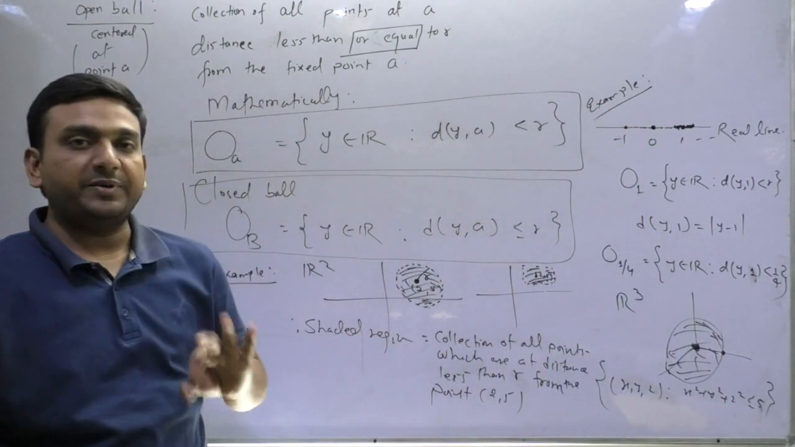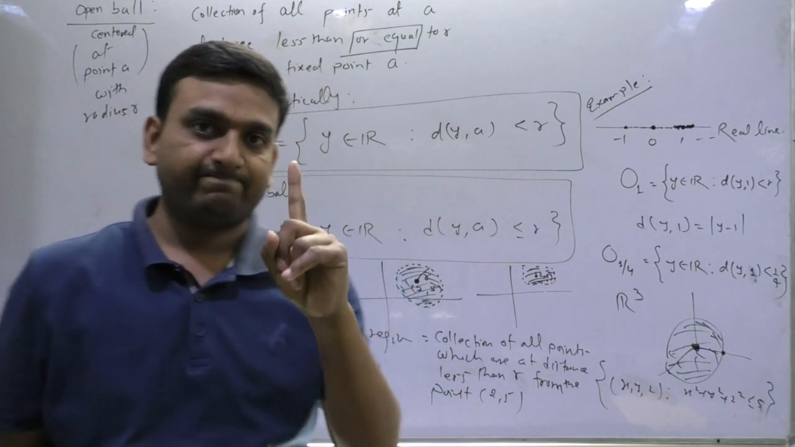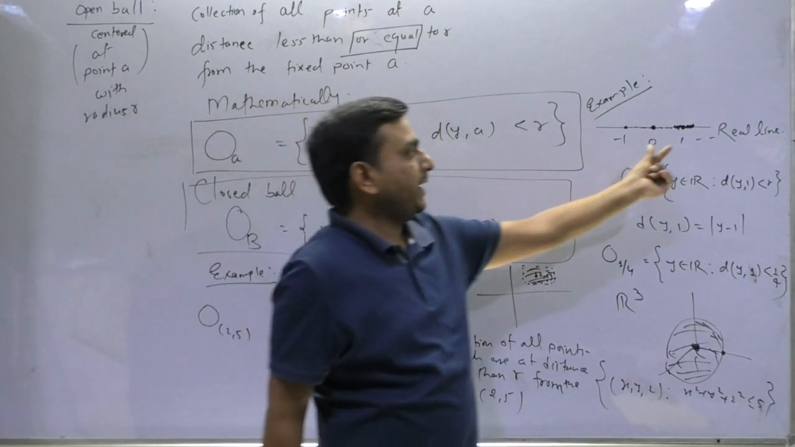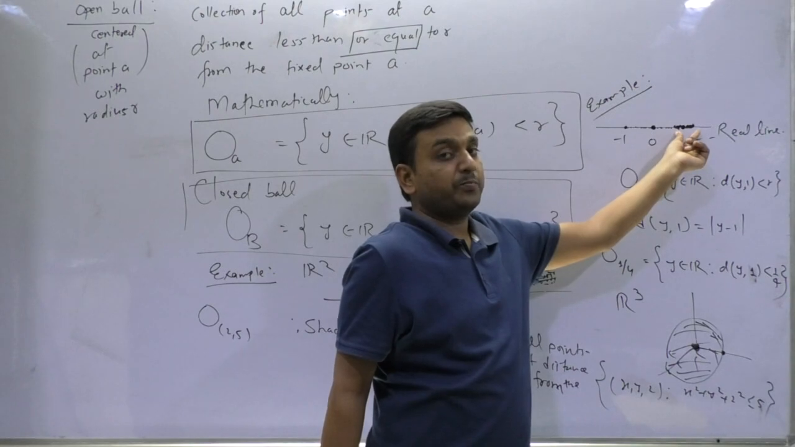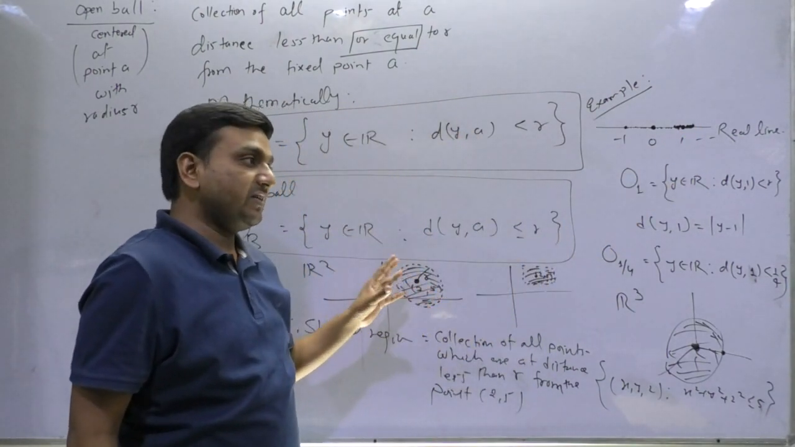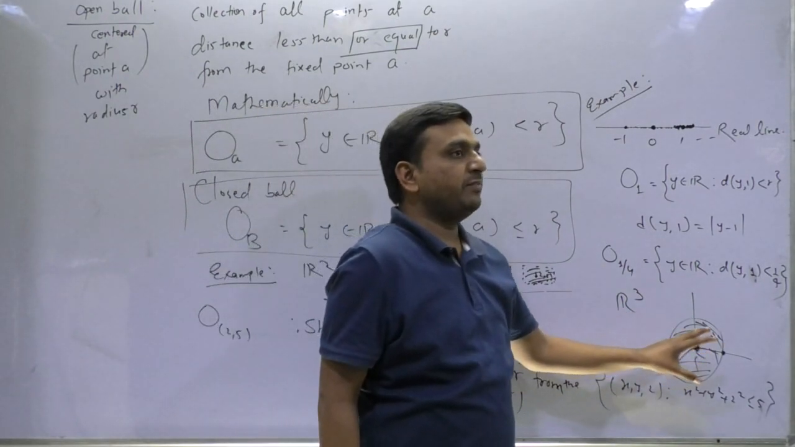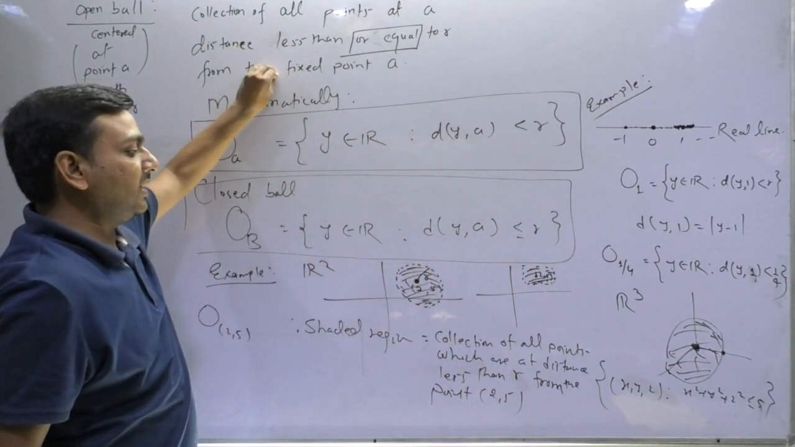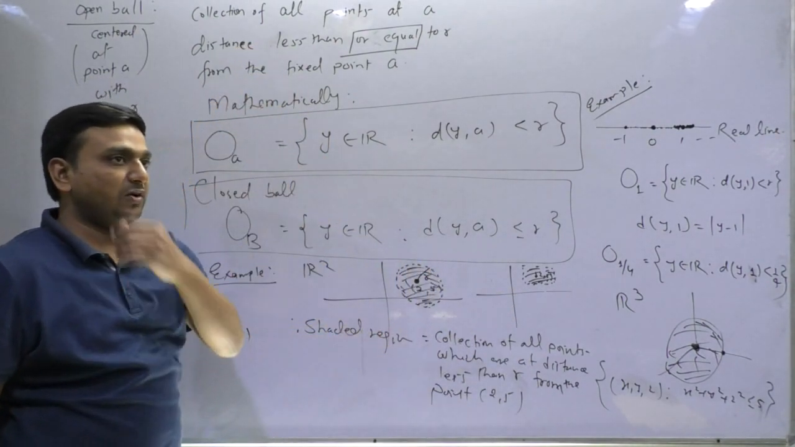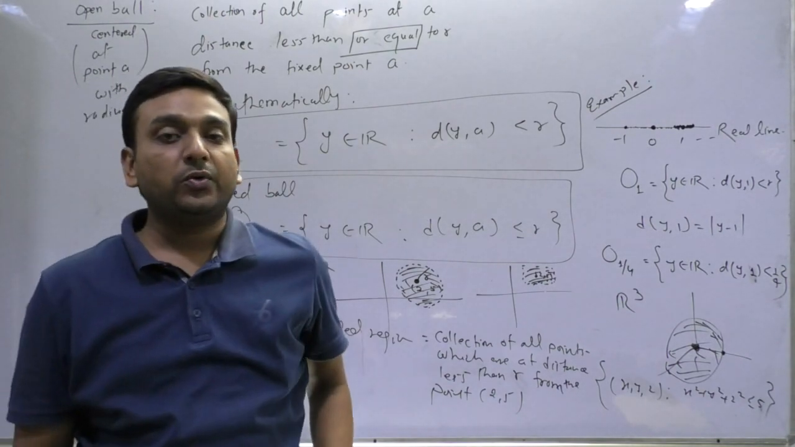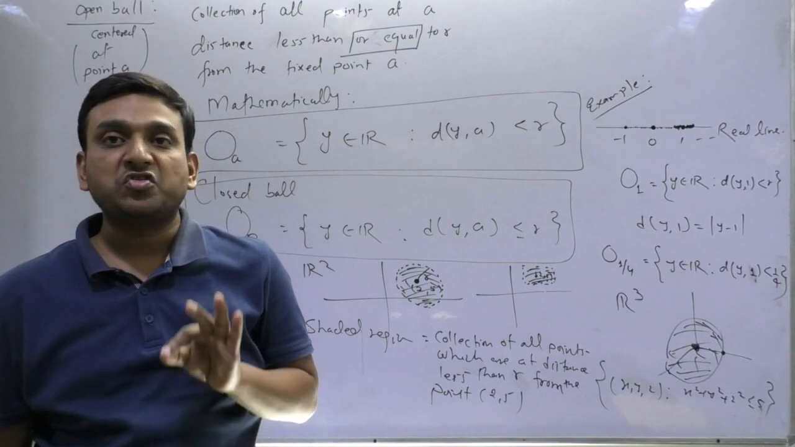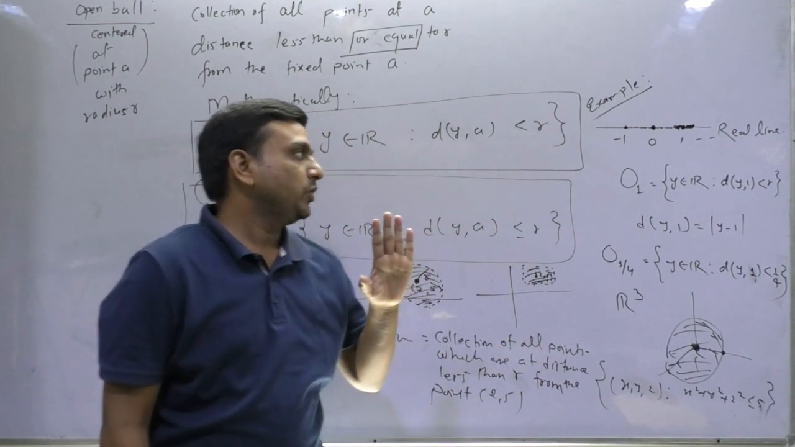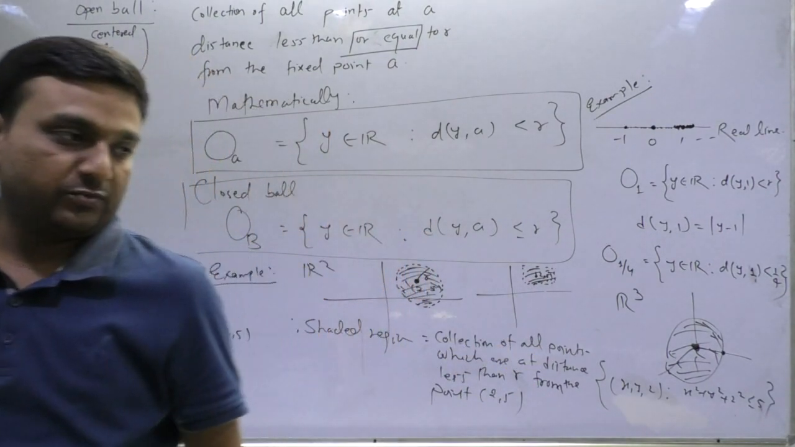Is the ball concept clear, everyone? Ball over the real line will be some interval kind of thing. Over R2, it will be some disc kind of thing. Over R3, it will be some sphere kind of thing. Get it? Please read this statement again. Focus on such statements, because in lecture 1 I have already told you that recognizing the set is the crucial stuff here. Otherwise, you won't be able to understand the concept. So, open ball is clear. Let's move.